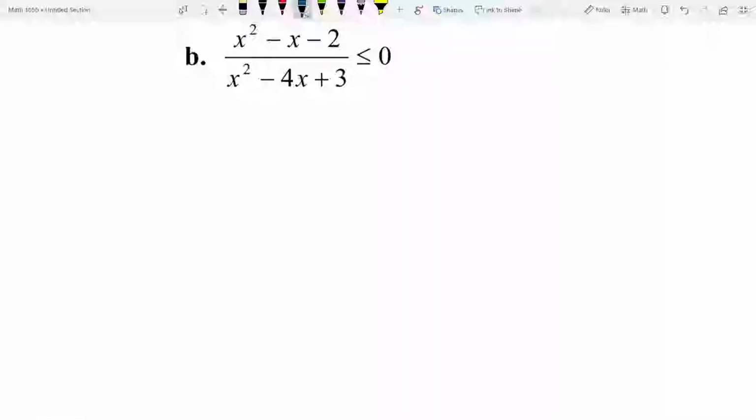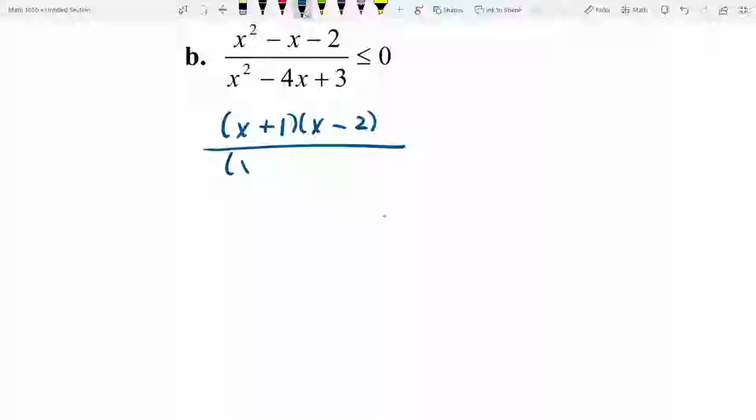Step 1, 0, done. Step 2, get a common denominator. I don't have two separate terms over there, so there is no step 2. Step 3 is to factor, so that's where I'm at. So this is going to go to an x and an x. The 2 goes to a 2 and a 1. Signs are different. Biggest is the negative.